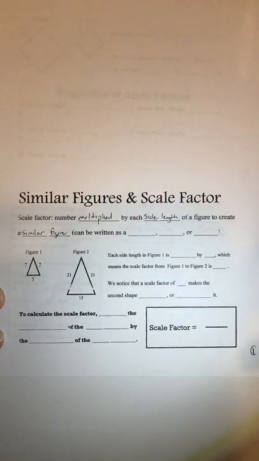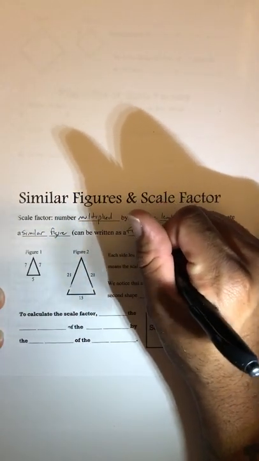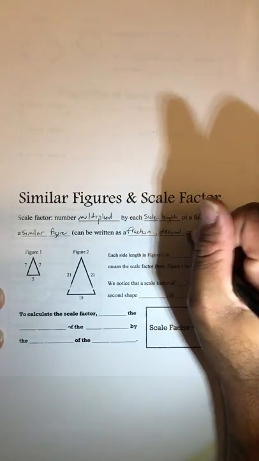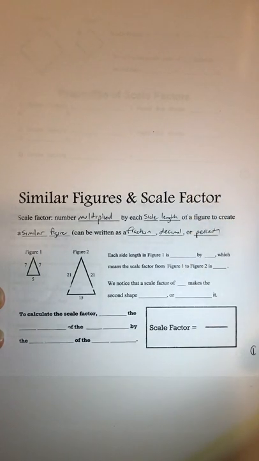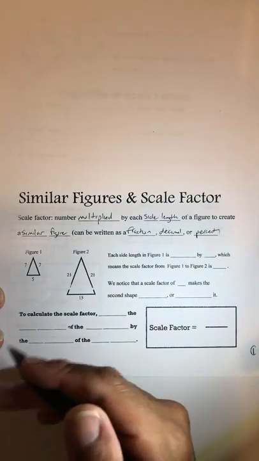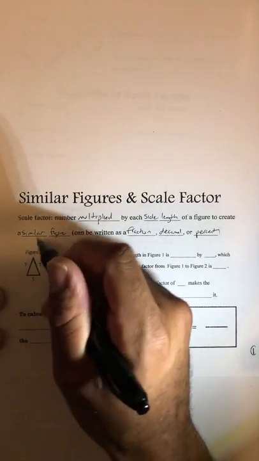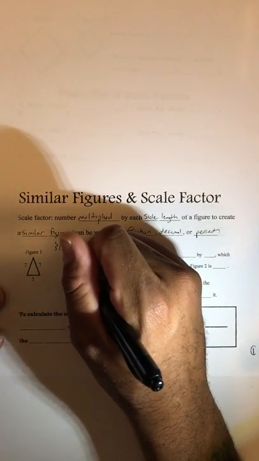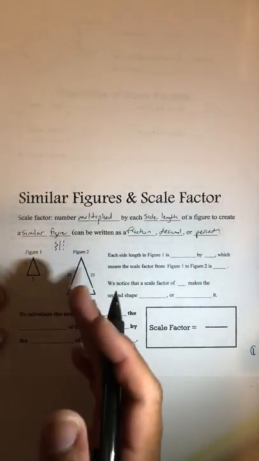And that scale factor can be written as a fraction, decimal, or a percent. So we always talked about utilizing certain symbols to help us understand what is corresponding. The symbols we talked about were the squiggly line, the straight line, and then the dashes. Okay, so I'm going to show what corresponds to the next one.